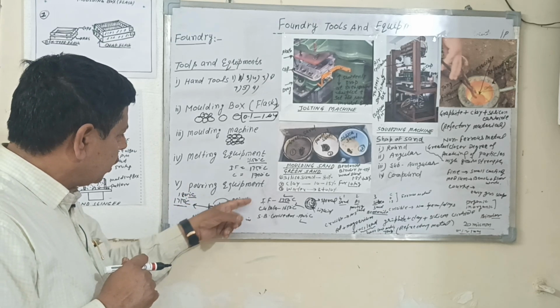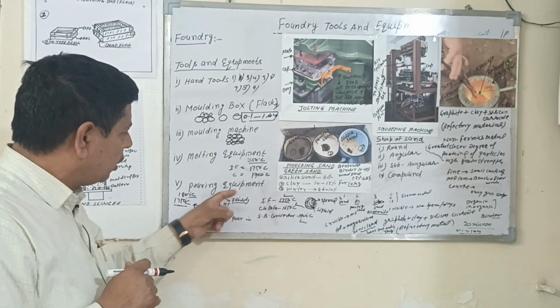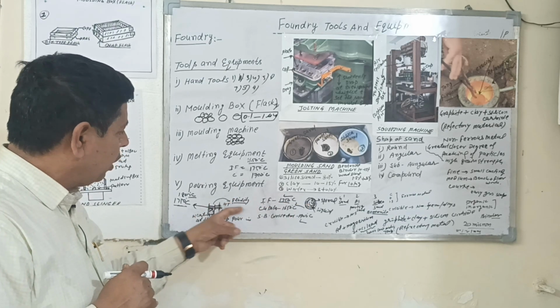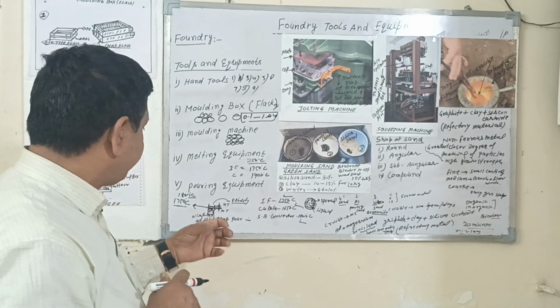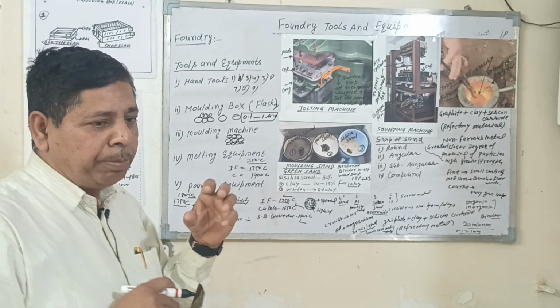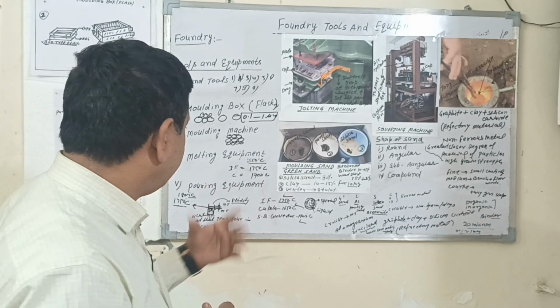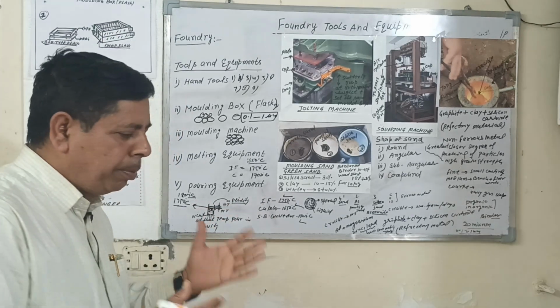The layer, the spiral, is called the fluidity. Fluidity means the metal is ready at this temperature for pouring the metal.